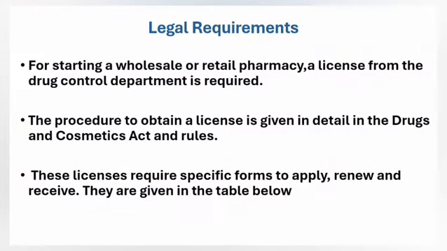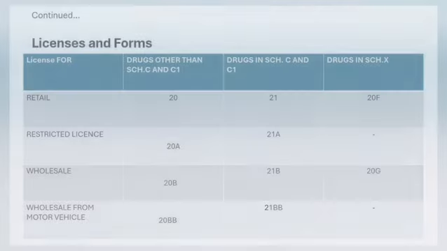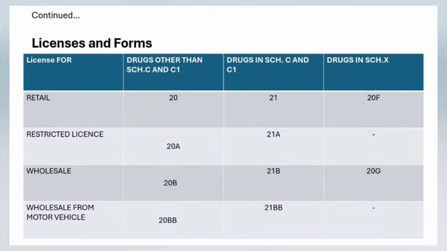Legal requirements. For starting a wholesale or retail pharmacy, a license from the Drug Control Department is required. The procedure to obtain a license is given in detail in the Drugs and Cosmetics Act and rules. These licenses require specific forms to apply, renew, and receive. They are given in the table below. This table shows licenses and forms for drugs other than Schedule C and C1, drugs in Schedule C and C1, and drugs in Schedule X.